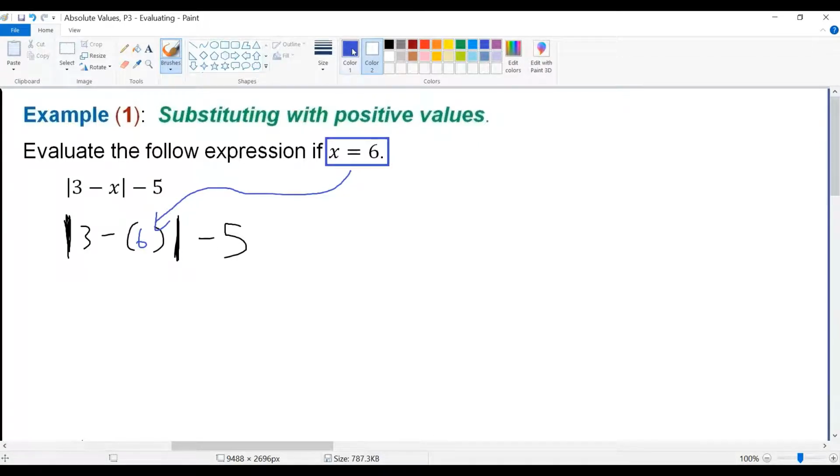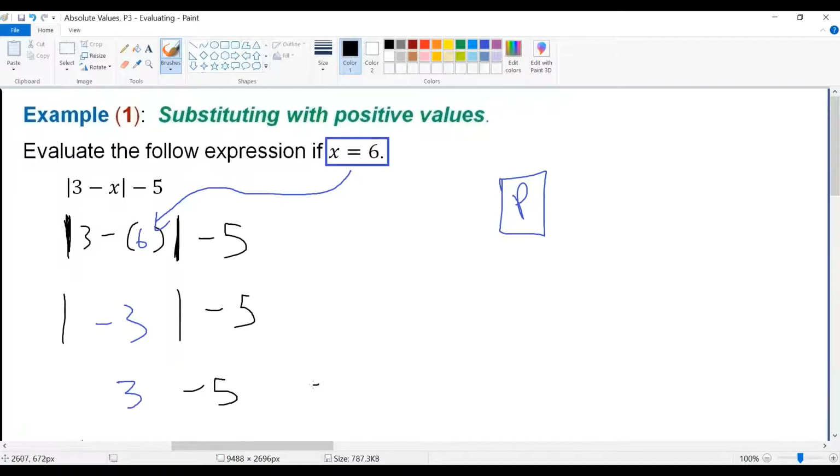Under order of operations, we need to do parentheses first. And since absolute values are treated as parentheses, we're going to clean up the stuff inside here. So we have the absolute value of 3 minus 6, which will give us negative 3. Then we bring down the 5. So then we have the absolute value of negative 3, which gives us positive 3. Then we're going to bring down the negative 5. Then in the last step, we're going to subtract. We have 3 minus 5, giving us negative 2. And so that's the end of example 1.